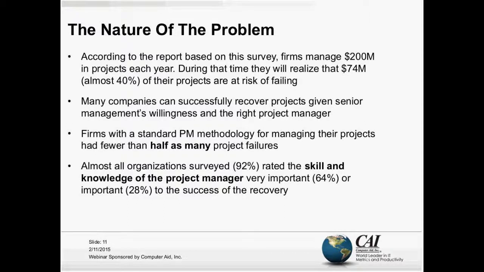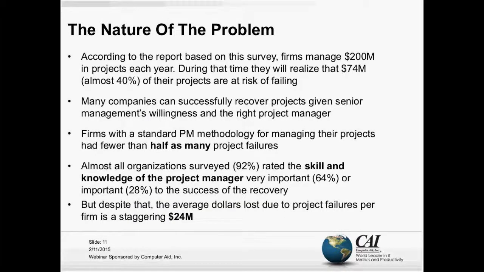Now look at this whopping number at the bottom. The average dollars lost due to project failures per firm is a staggering $24 million a year. Now, I had to go back to the company and confirm that I was reading that right. The first time I presented this was at a PMI meeting, and nobody could believe it.